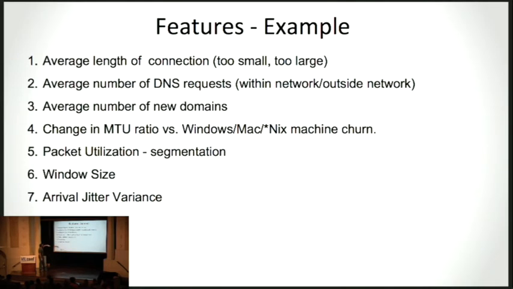Some of them are average length of the connection, average number of DNS requests. DNS is domain name service, for people who are not necessarily familiar with it. So you're looking for domain churns, you're looking for MTUs. MTU stands for maximum transmission unit, which is basically the amount of data you can send at one time in a network pipe. Your packet utilization is how much of the space you are letting go every time you transfer a block of data. Window size is basically the capability of your network, how much data it can handle at a given point in time. And then arrival jitter variance.